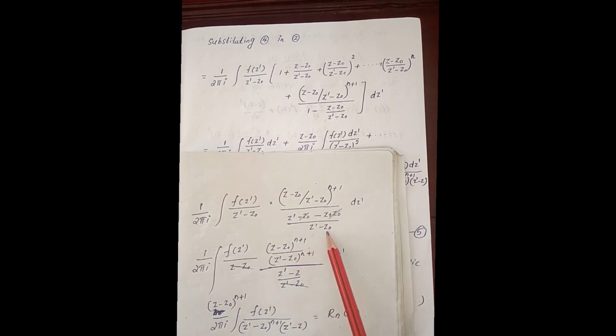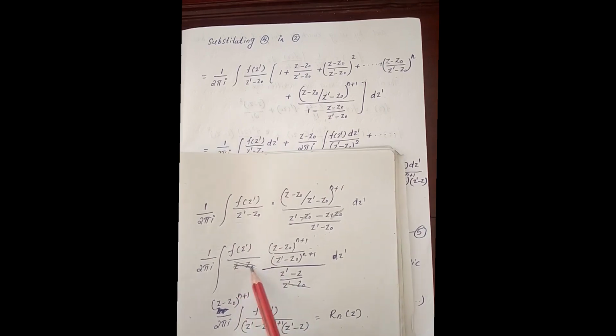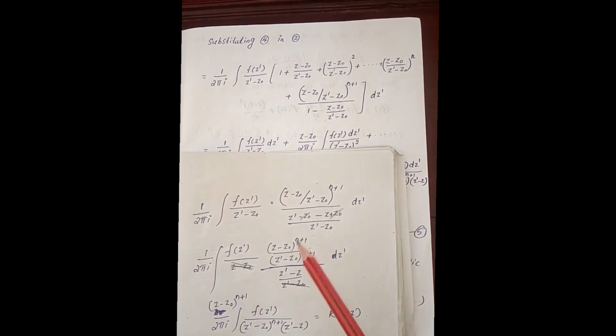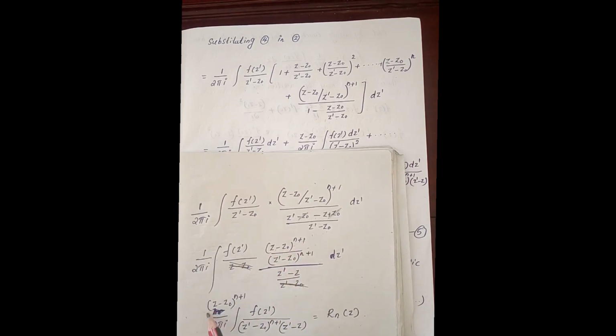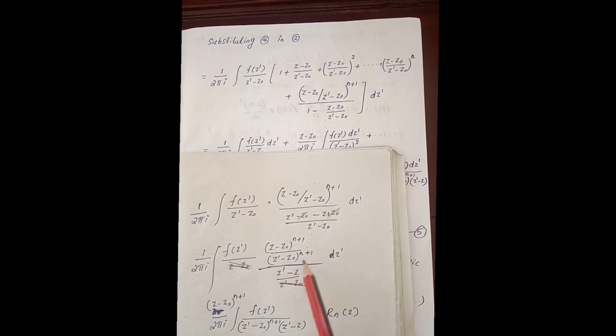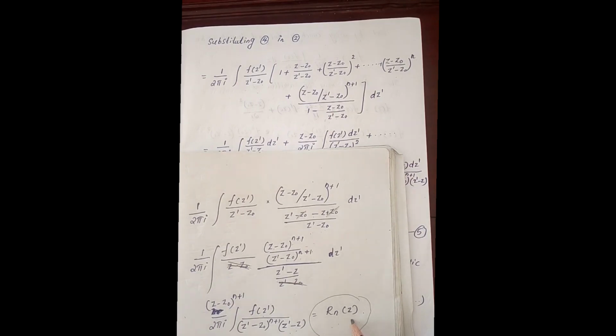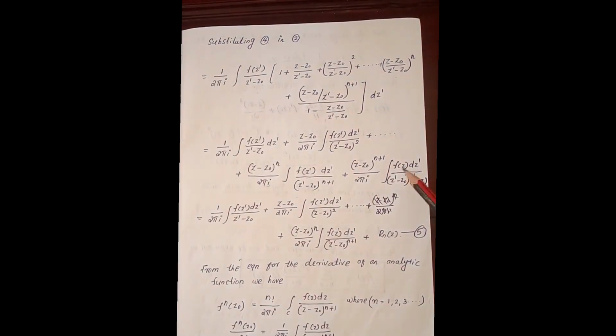Here we have (z' − z0) and also here, they cancel each other. So we will get this (z − z0)^(n+1) taking outside, that is (z − z0)^(n+1) by 2πi integral f(z') by (z' − z0)^(n+1) into (z' − z). This we are substituting as Rn(z), which is the remainder of the Taylor series. We are substituting it as Rn(z) in the next equation.